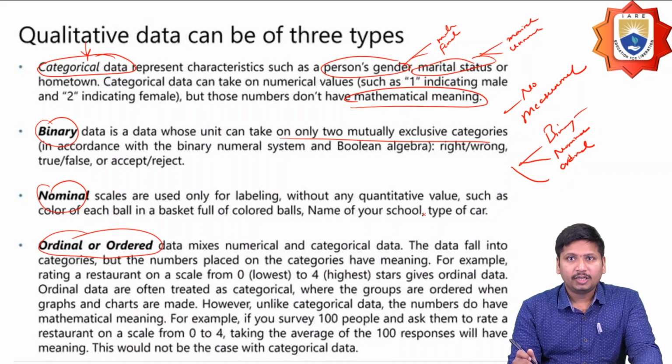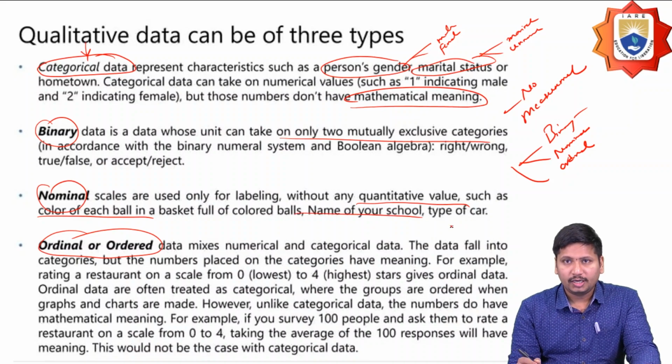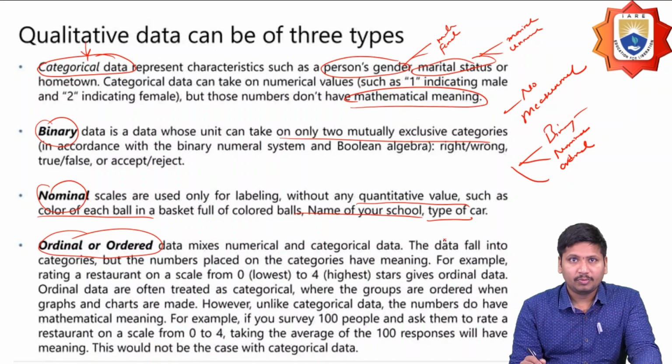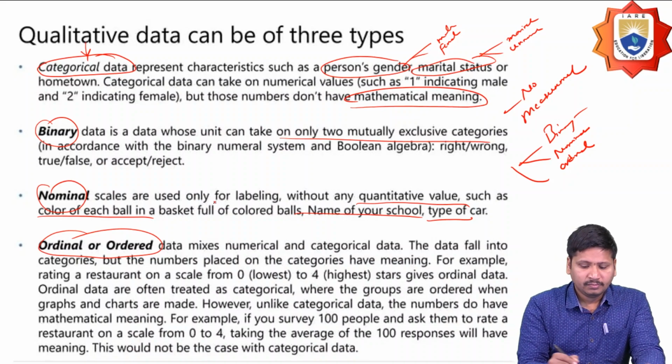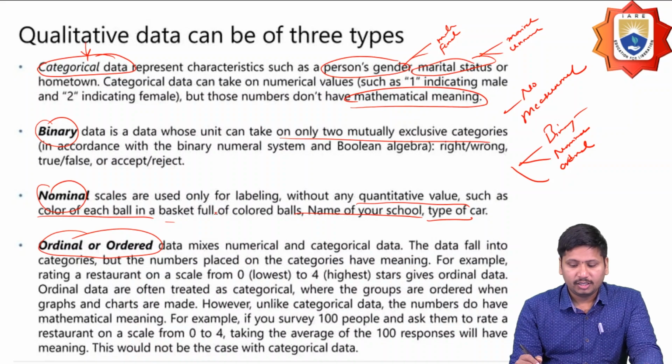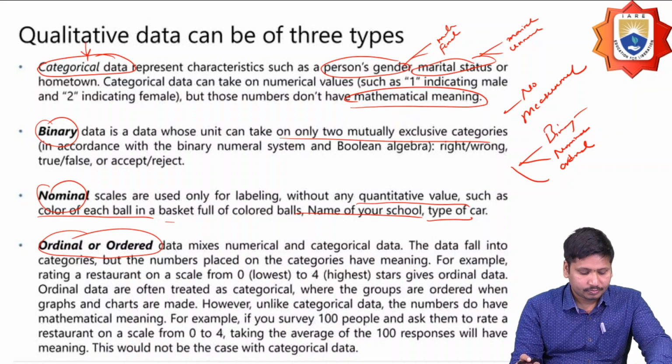Nominal scales are also used for labeling, without any quantitative values, such as the color of each ball in the basket, the name of your school, and the type of card. These will all be examples of nominal data.